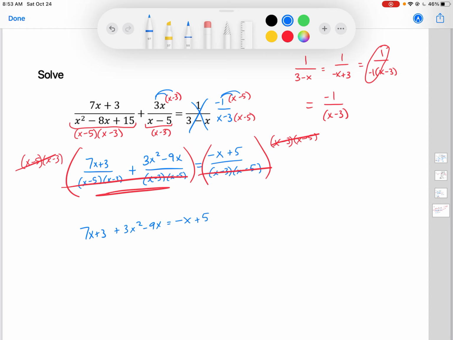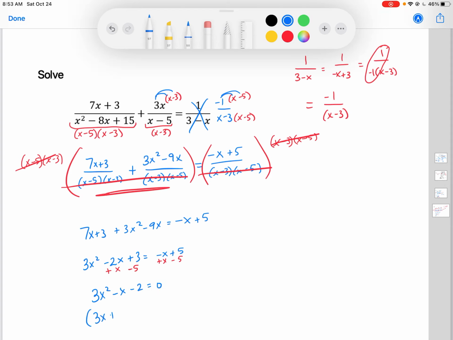I'm going to go ahead and combine terms first and get this in standard form. So I have 3x squared minus 2x plus 3 equals negative x plus 5. And then I'll subtract 5 and add x. So we have 3x squared minus x, oops, my bad. Minus x minus 2 equals 0.